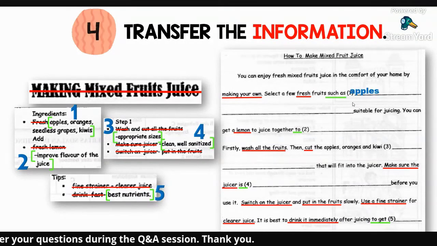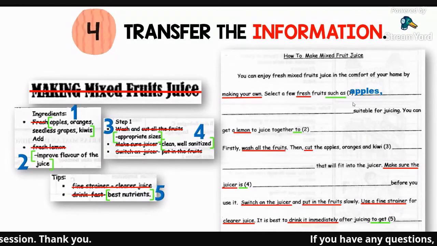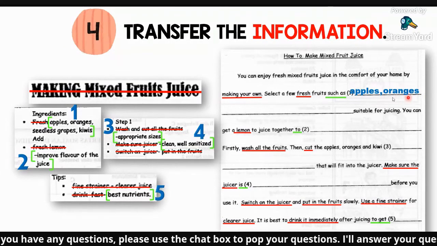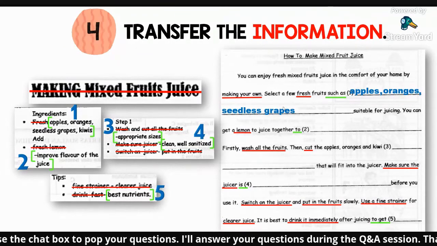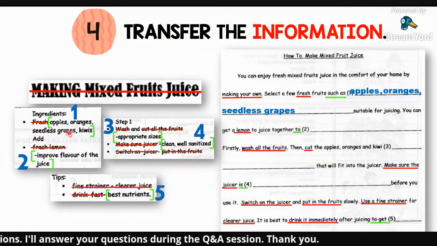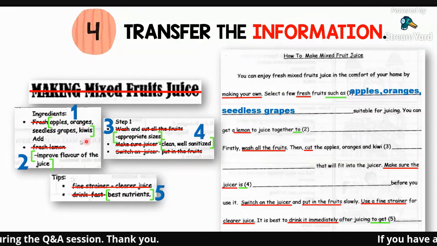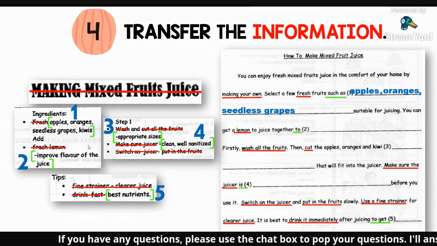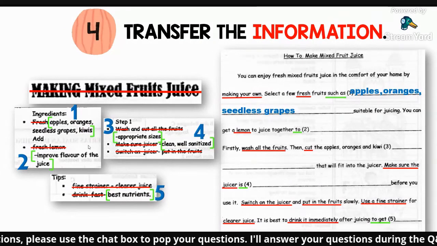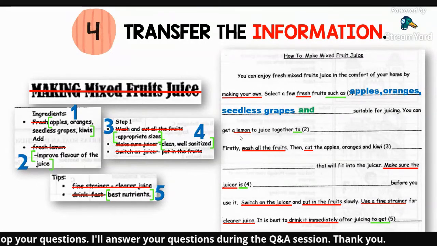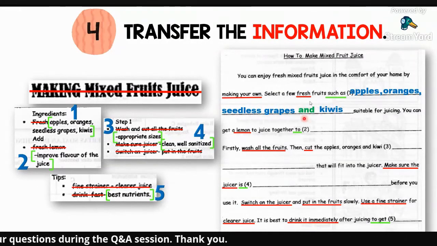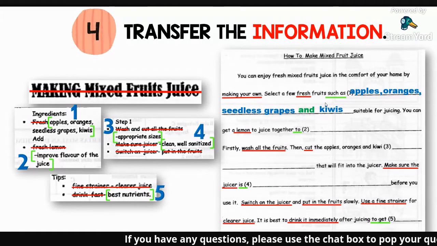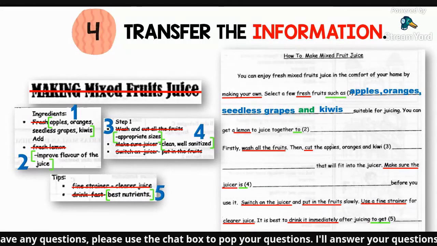So we have apples. There you go. And I don't forget the comma, the first comma. And we have oranges, another comma. Seedless grapes. Okay, seedless grapes. And the last comma is going to change into what word? Can you tell me? The last comma is going to be, yes, very good. It's going to be the word and kiwis. Very good. You're actually getting it. I told you, right? This is actually very easy. Okay, the next one, let's go to number 2.